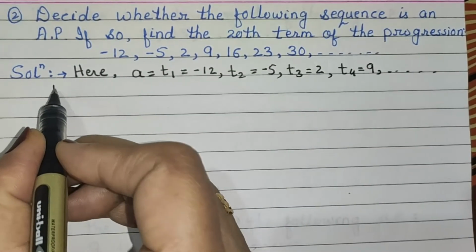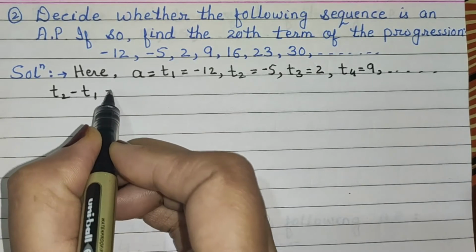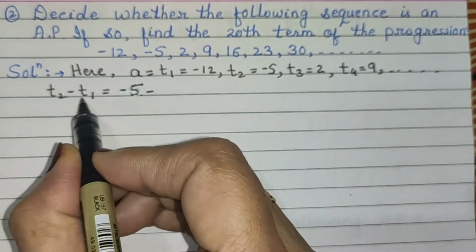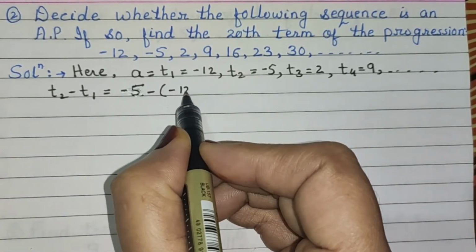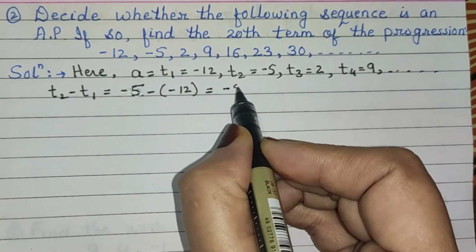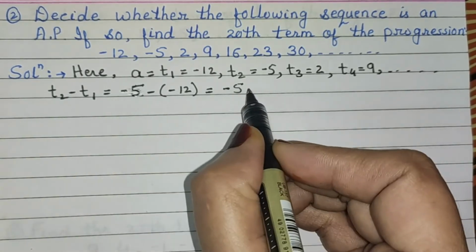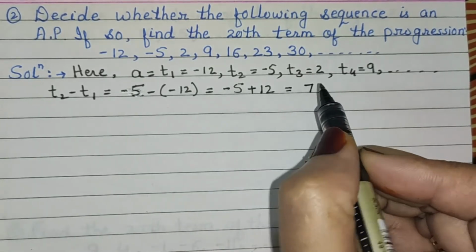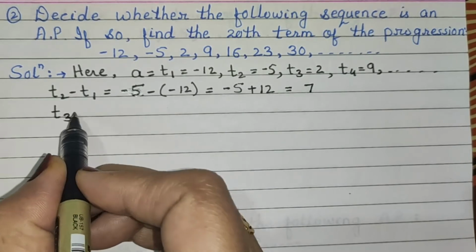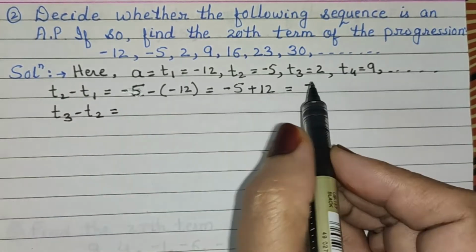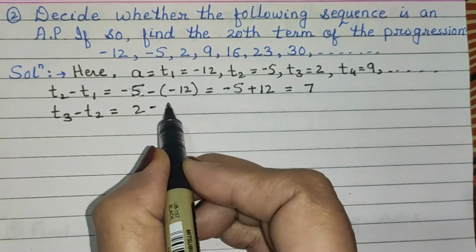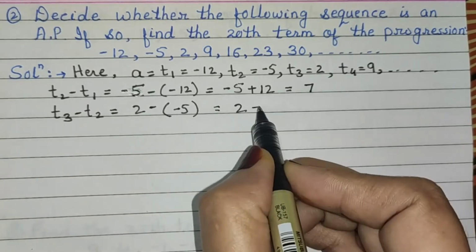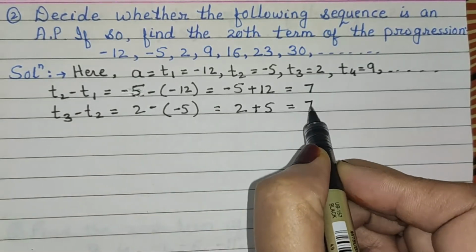Now find out the difference. t2 minus t1, t2 means minus 5 minus t1. t1 is minus 12. Solve it, we get minus 5, negative into negative, positive 12. Now minus 5 plus 12, we get 7. Now the next difference is t3 minus t2. t3 is 2 minus t2 is minus 5. Solve it, 2, negative into negative, positive 5, which is equal to 7.